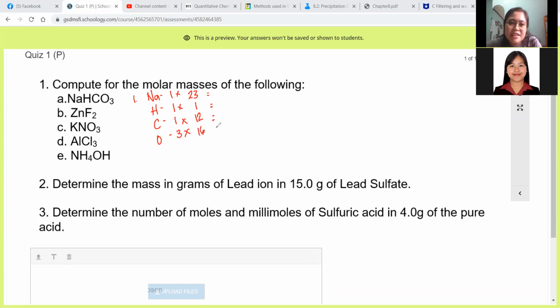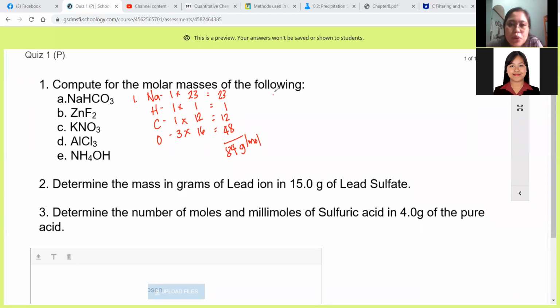So this is 23, 1, 12, and 48. So all in all, this is 84. Okay, the correct answer here, do not forget the unit. Per mole. Grams per mole. This is for number 1.